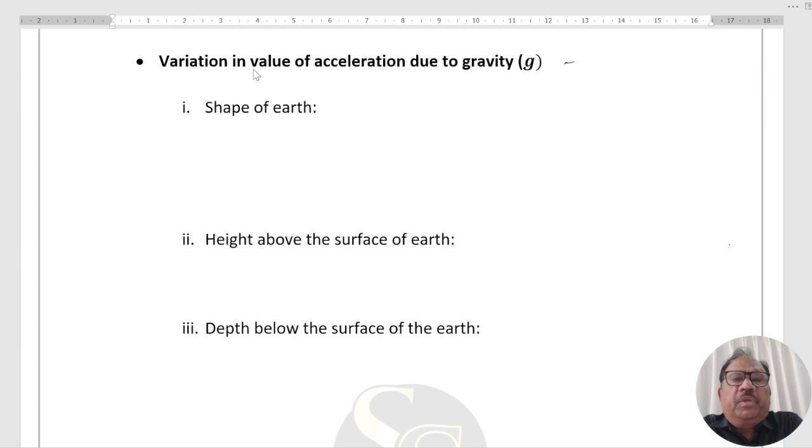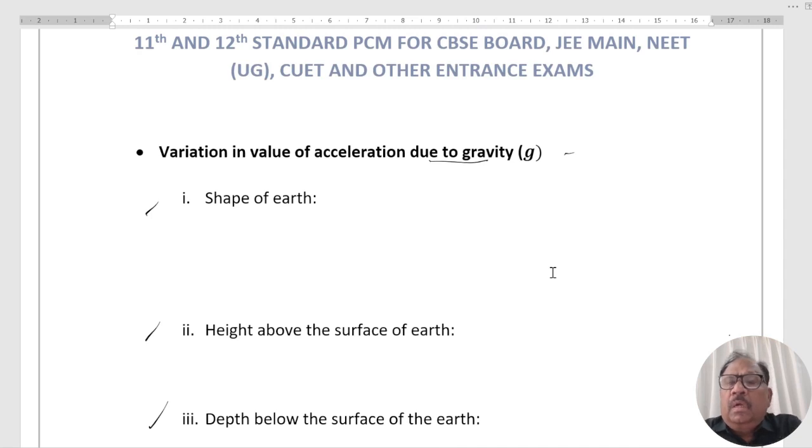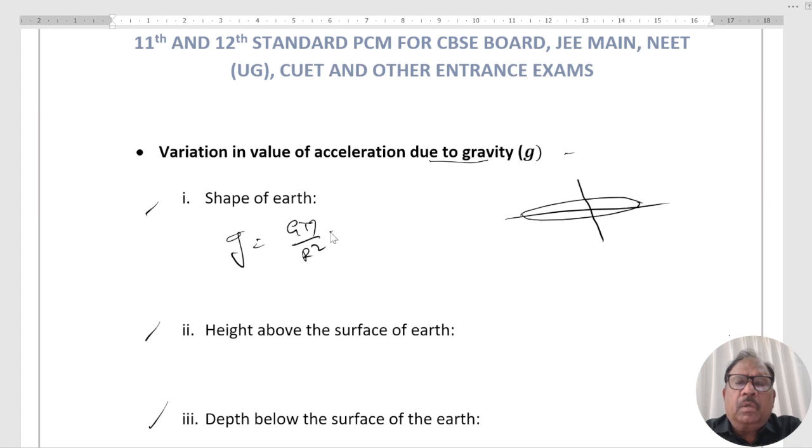Concept regarding variation of the value of acceleration due to gravity. There are four cases: due to shape of earth, height above the surface of earth, depth below the surface of the earth, and rotation of the earth. Earth is slightly elliptical, and you know g equal to GM upon R square. That is, g is inversely proportional to R square.